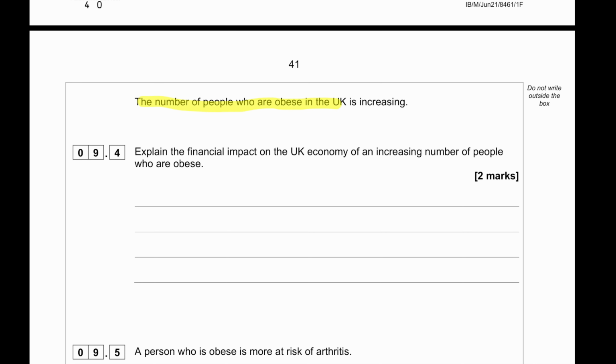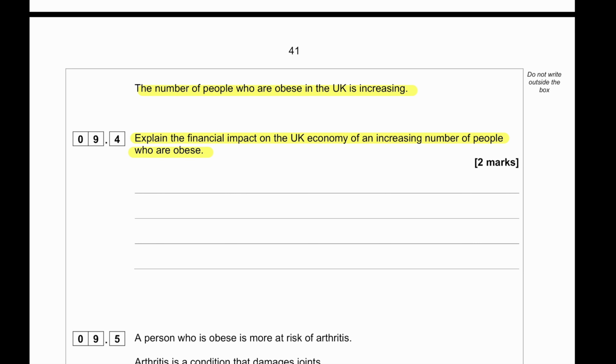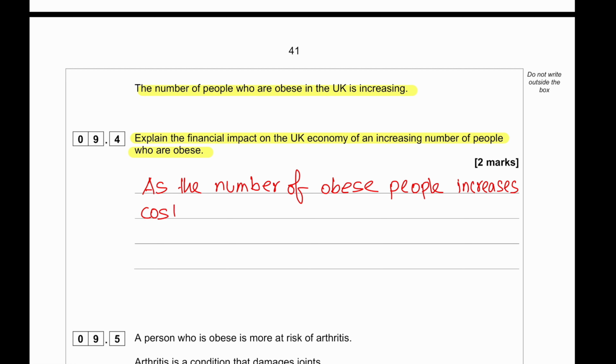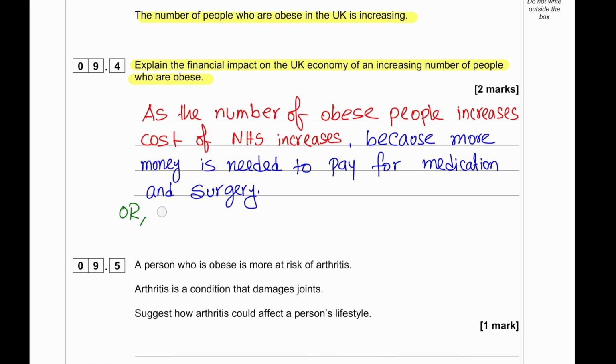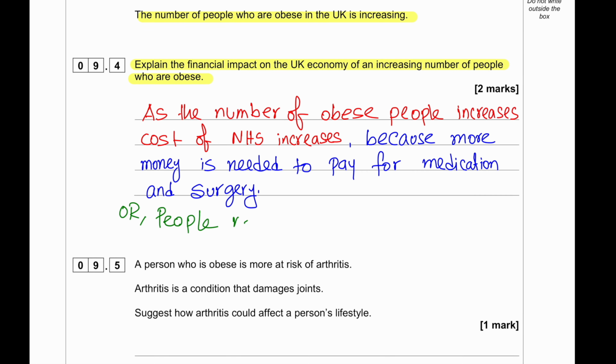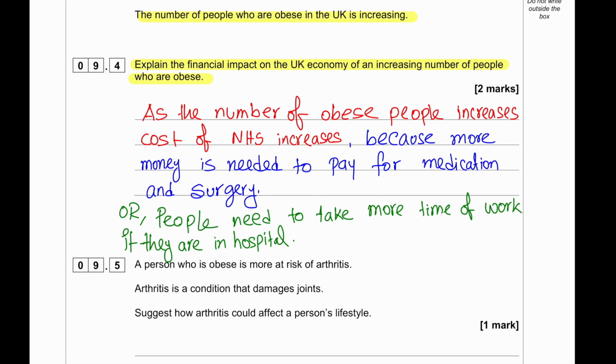The number of people who are obese in the UK is increasing. Explain the financial impact on the UK economy of an increasing number of people who are obese. As the number of obese people increases within a population, such as the UK, the cost for the national healthcare system increases because the government needs to pay more money for additional surgery, medication and hospital stays to treat stroke or complications like diabetes. Or we can say a patient needs to take more time off work if unwell, and the employer or the government has to give financial support to that employee.